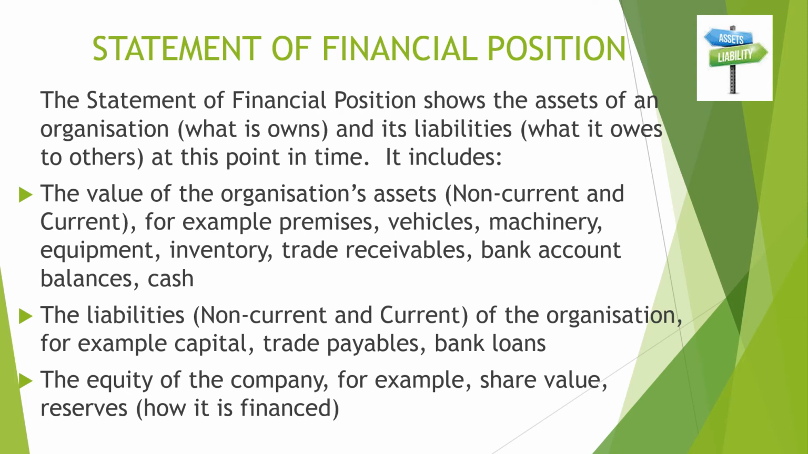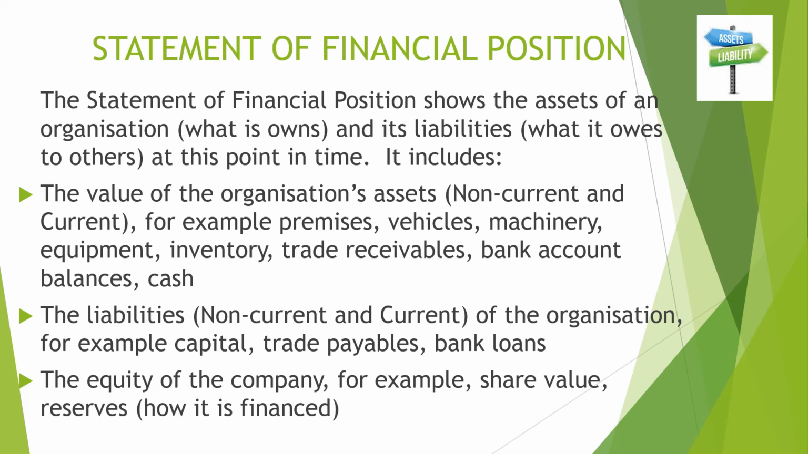So it really shows the assets of an organisation, the items it owns like machinery, equipment, premises, etc., and its liabilities. Liabilities are things you owe to other people. So it includes the value of the organisation's assets. We have non-current assets and current assets. Non-current assets are those assets whose value doesn't change very readily. They tend to be worth a lot of money, and you tend to hold on to them for a long period of time. For example, premises, vehicles, machinery.